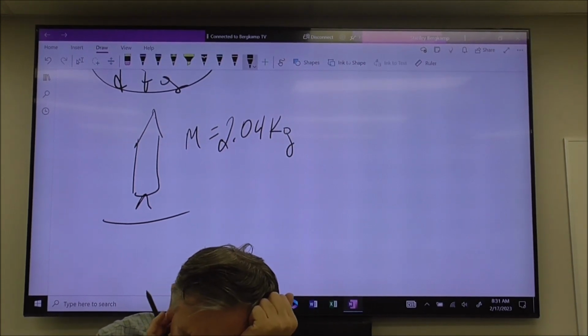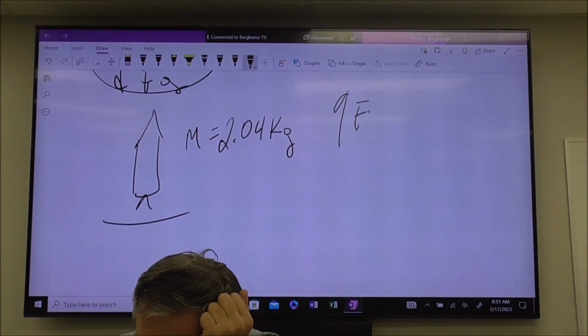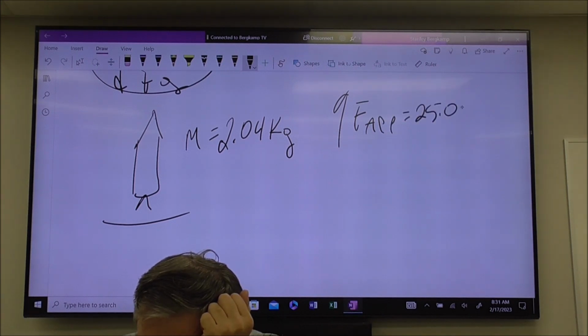Bailey, pick a number between 20 and 30. 25. And we're going to have an applied force of 25 newtons. Actually, I want to make that 35. I should have told you between 30 and 40. Let's make it 35.